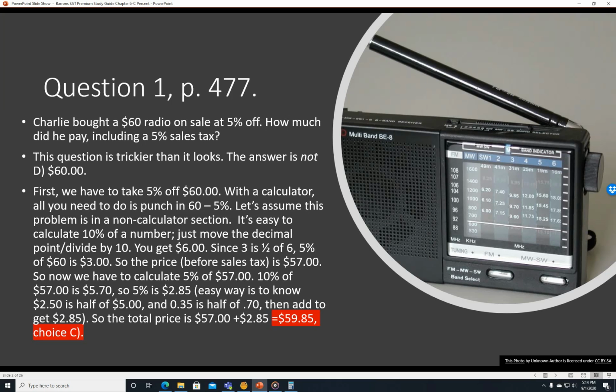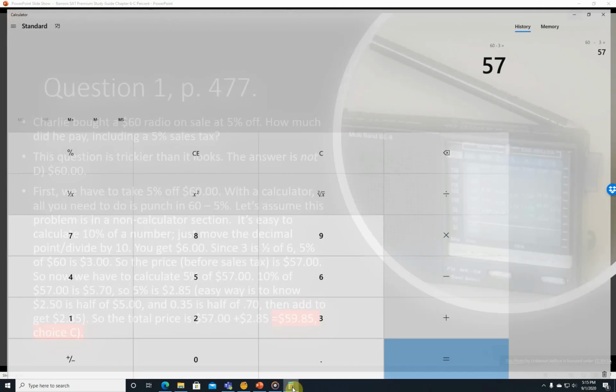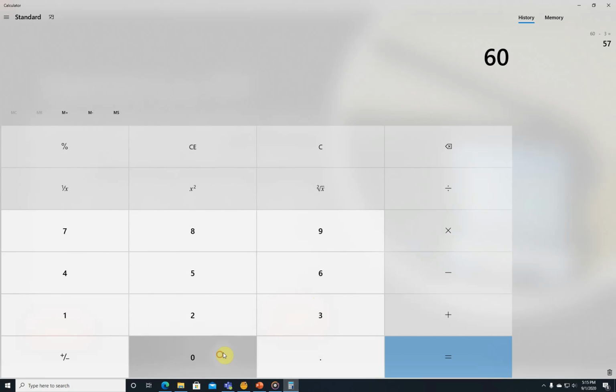Charlie bought a $60 radio on sale at 5% off. How much did he pay, including a 5% sales tax? This question is trickier than it looks. The answer is not D, which would be $60. First, we have to take 5% off $60. With a calculator, all you need to do is go 60 minus 5%. See, it tells you 5% is 3 right there. Boom, becomes 57. So if it's on a calculator section, this is super easy.